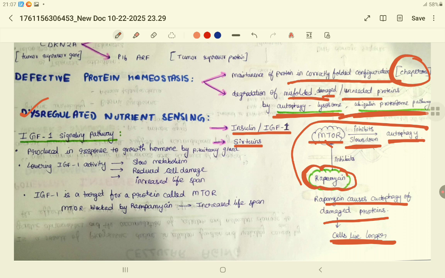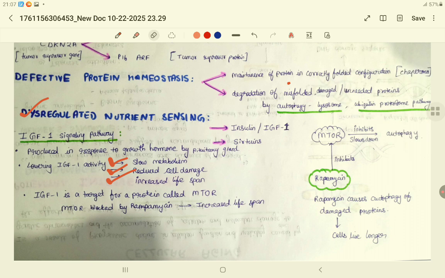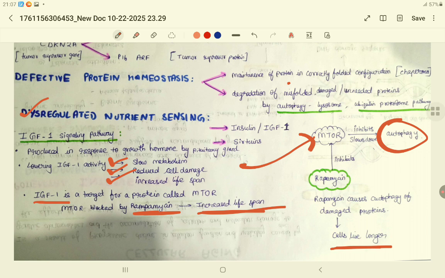If you talk about the first case, the IGF-1 signaling pathway, IGF-1 is produced in response to growth hormone. Growth hormone is produced by the pituitary gland, and in response to it IGF-1 is produced. IGF-1 refers to insulin-like growth factor, right? Now, if you lower the IGF activity, there will be increased lifespan, reduced cell damage, and slow metabolism. IGF-1 basically targets mTOR. I have already discussed mTOR here, right? IGF acts through a protein called mTOR, which in turn slows down autophagy, thereby increasing the cell life. You already know that mTOR is blocked by rapamycin, and hence lifespan is increased.